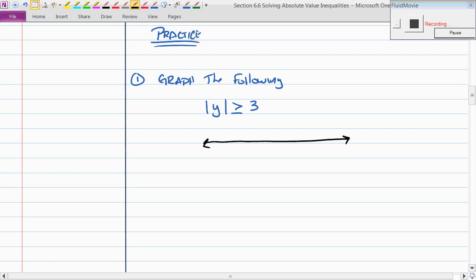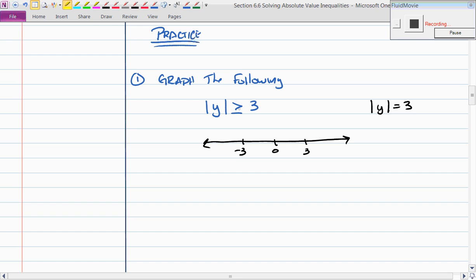So the absolute value of y is greater than or equal to 3. Well, we have to put 0 on the number line. We have to put 3 on the number line. And we have to put negative 3 on the number line, just like we would if we had the absolute value of y equal to 3. We would have these same points.